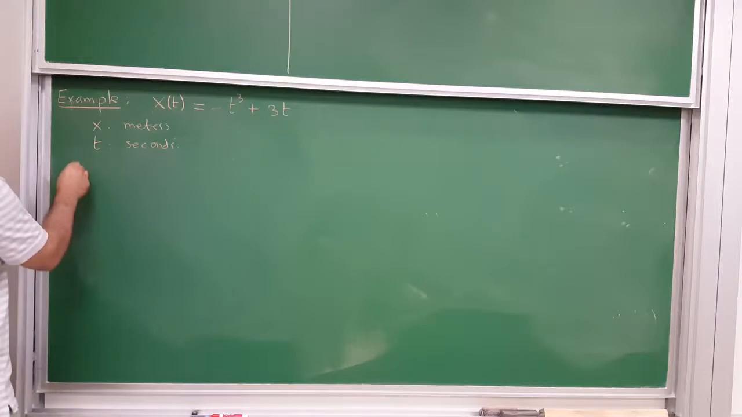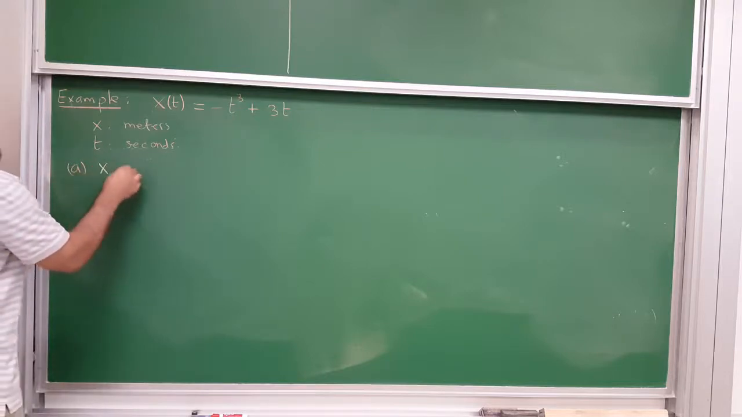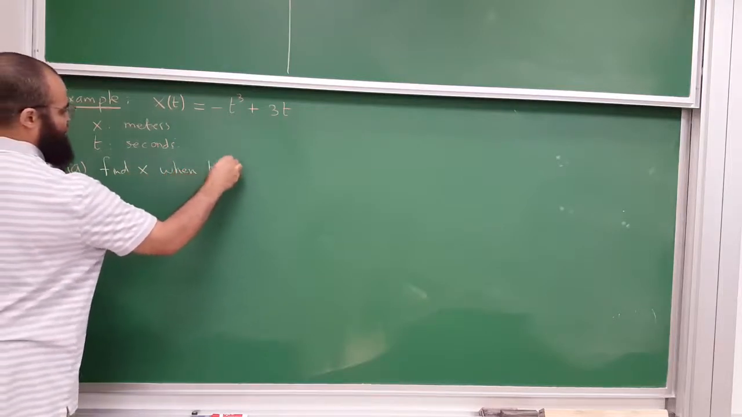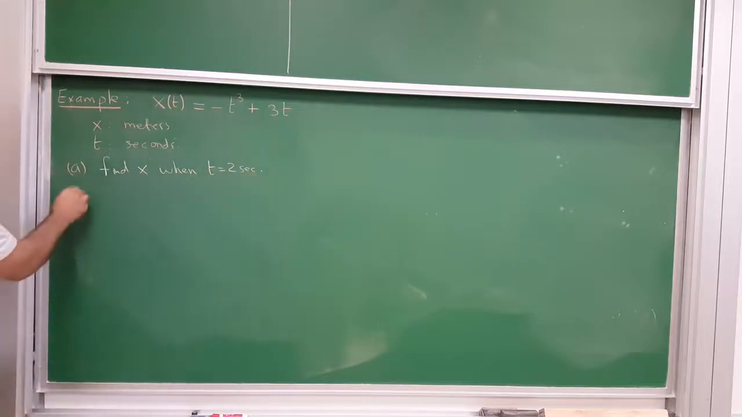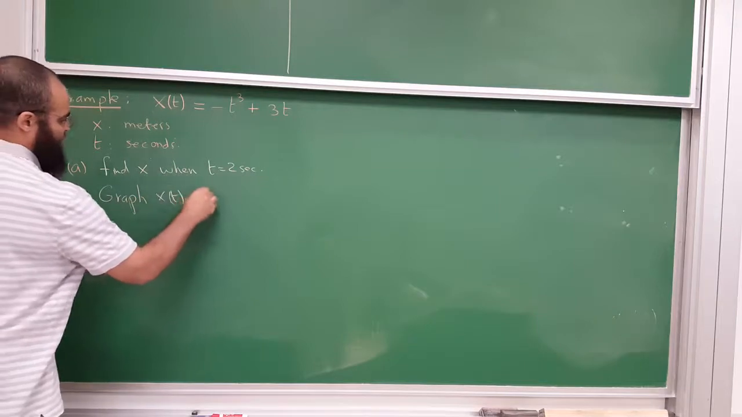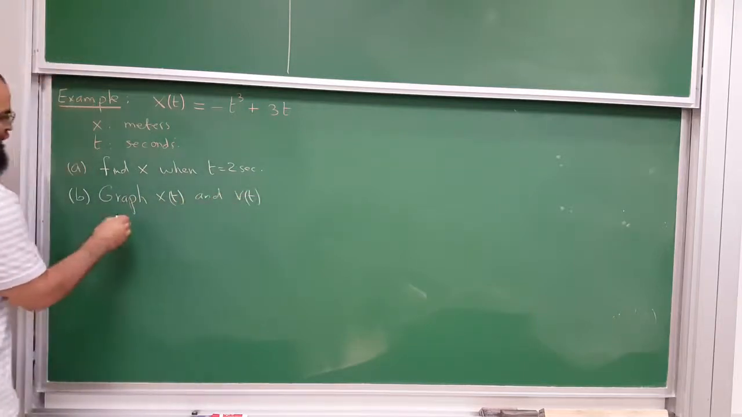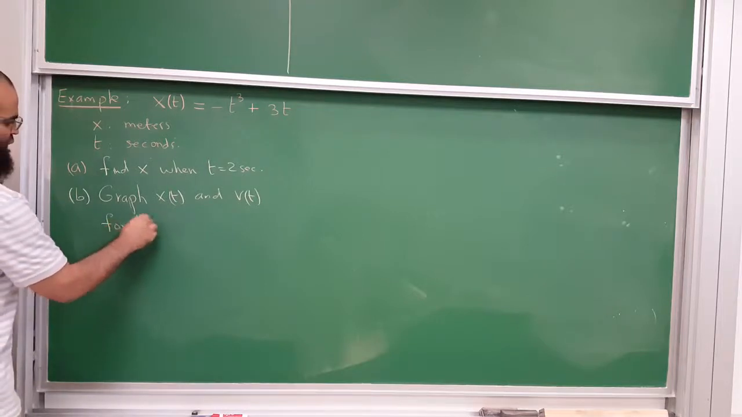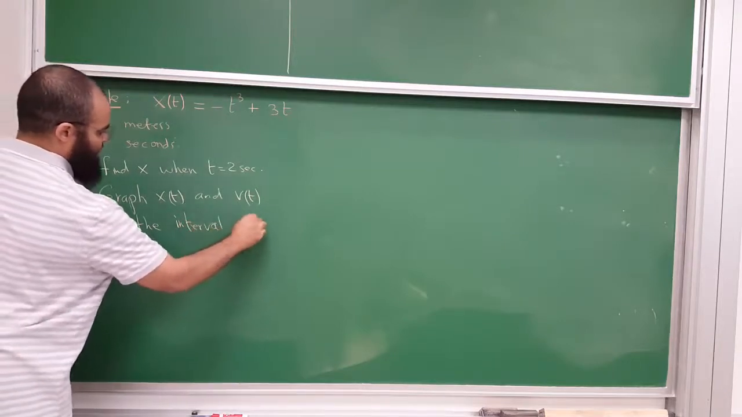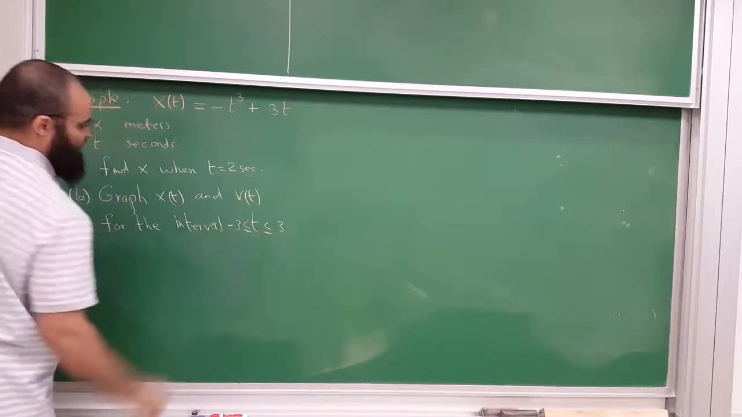Alright, seconds. So for question A, I'd like you to find x when t is equal to 2 seconds. B, I would like us to draw a graph of x and a graph of v. Sketch a graph of x of t and v of t for the interval t between minus 3 and 3.